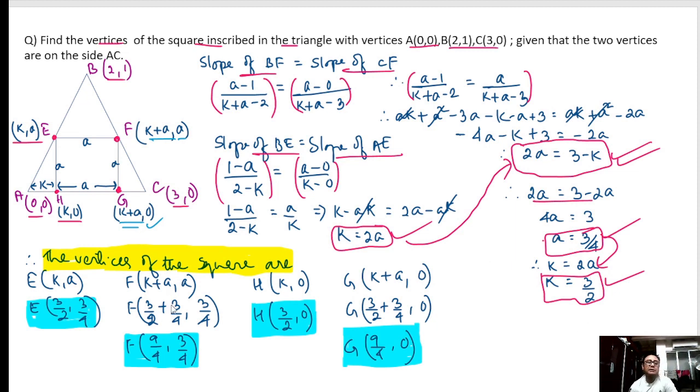That means the vertices now we will put in. E was k comma e, we get the coordinates of E. F was k plus a comma a. Putting the values of k and a, we get F. H was k comma 0, we get H. G was k plus a comma 0, we get G.